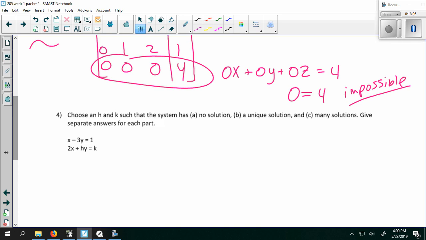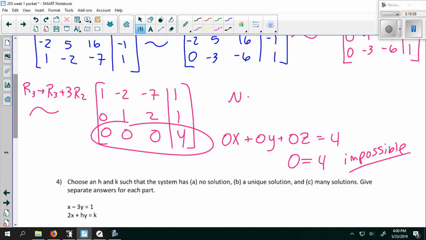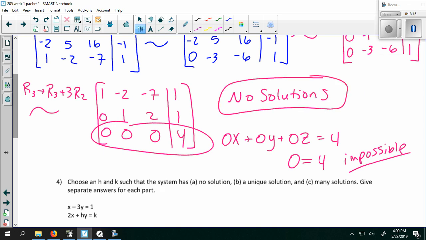So we say this system is inconsistent. It has no solutions. There are no values of x, y, and z that can make all 3 equations true at the same time.